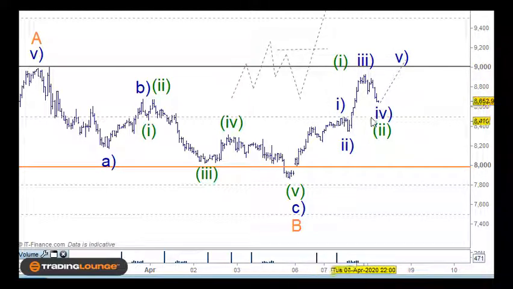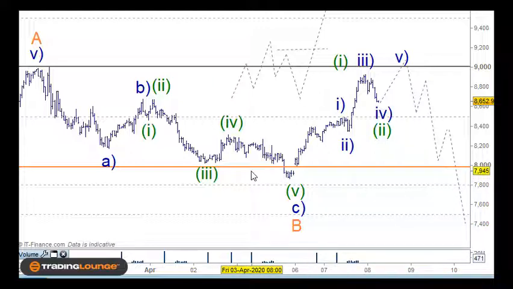Otherwise we'll just see this work lower from that point. Okay, and we'll look to short that. So that's where we are at the moment with that.